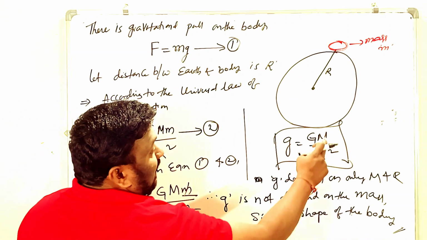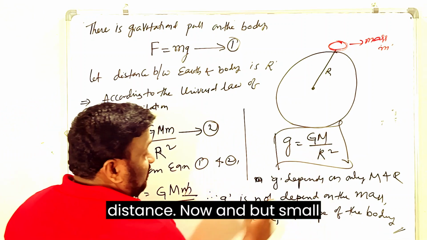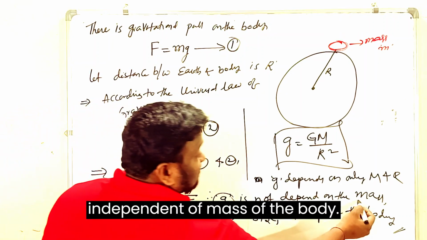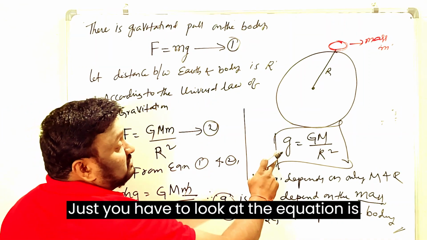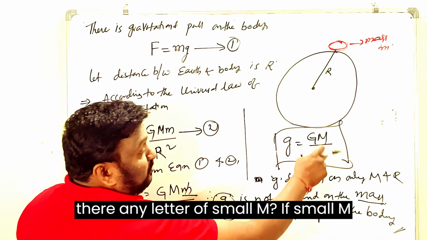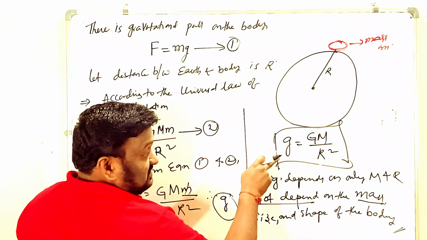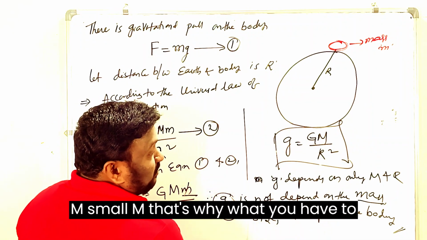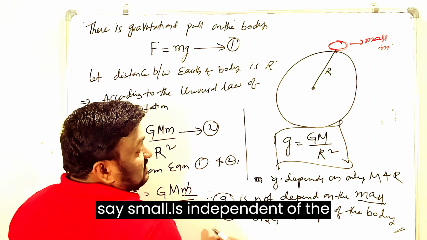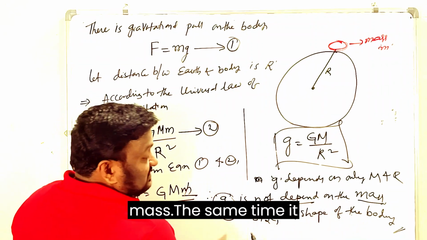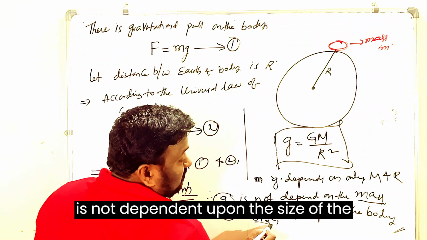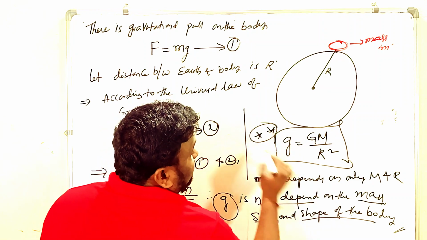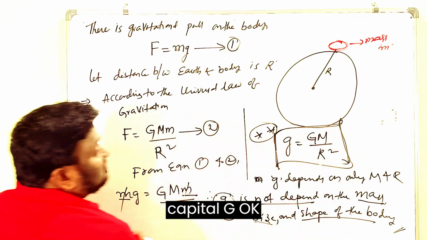Small g depends upon capital M and R, the mass of the earth and the distance. But small g is not dependent, meaning independent, of the mass of the body. Just look at the equation. Is there any letter small m? If small m were there, only then could you say g depends upon the mass of the body. But in that equation there is no term of small m. That's why small g is independent of the mass. At the same time, it is not dependent upon the size and shape of the body. So children, this is the relation between small g and capital G.